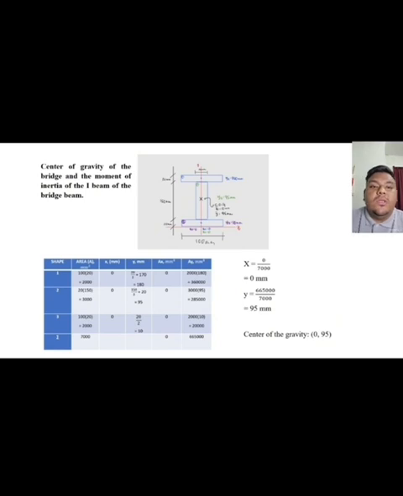So x bar equals 0 divided by 7,000, which is equal to 0 millimeters. Y bar equals 665,000 divided by 7,000, which is equal to 95 millimeters. So the center of gravity is located at (0, 95).